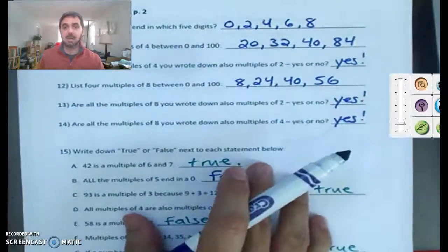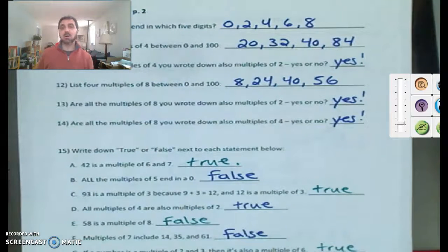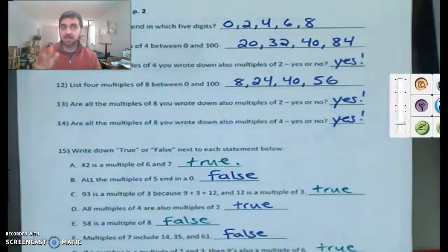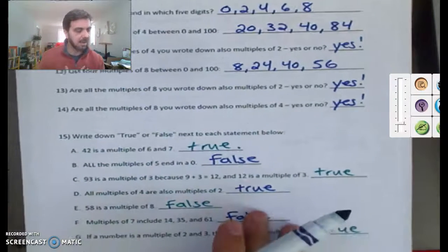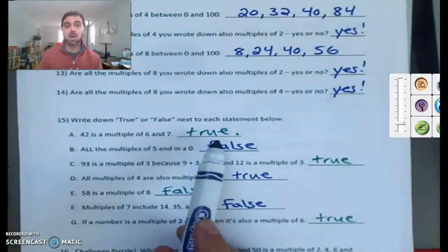Here's some multiples of 8. And yes, all multiples of 8 are also multiples of 2 and multiples of 4. It doesn't mean that all multiples of 2 are multiples of 8. Like the number 6 is not a multiple of 8. But if it's a multiple of 8, it has to be a multiple of 2. All right, don't get confused there. 42 is a multiple of 6 and 7. We already knew that was true.